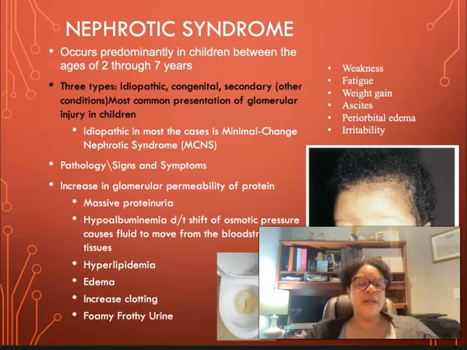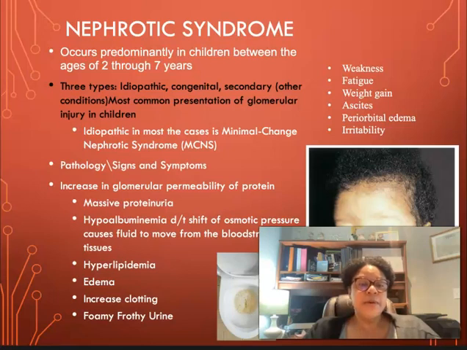All right, next we have nephrotic syndrome. Nephrotic syndrome predominantly occurs in children in the preschool and school age. There are 3 types: idiopathic, congenital, and secondary. Whenever you hear the word secondary, it's usually due to another condition that has caused this problem. Idiopathic obviously means we have no idea, and that does happen sometimes. We don't know why the child has developed nephrotic syndrome. And congenital means that they were born with it for whatever reason.